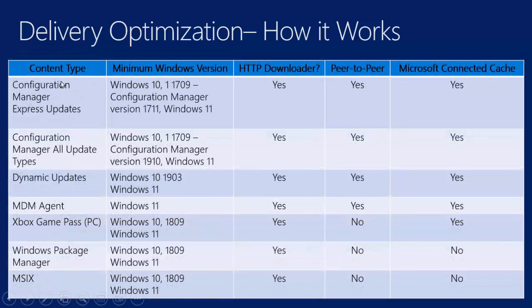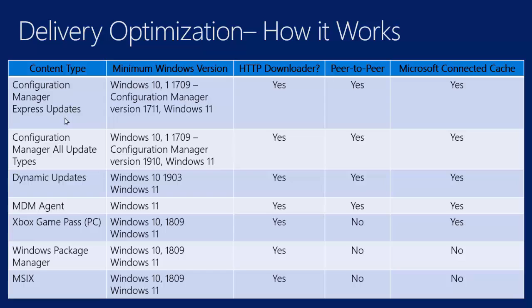So here we have config. Now this one's a little bit confusing. At first, whenever delivery optimization was first introduced, we only supported ConfigMgr Express updates. Then later, we decided we would support all update types from ConfigMgr. Now, updates are the only type of content that is supported with delivery optimization when used with ConfigMgr.